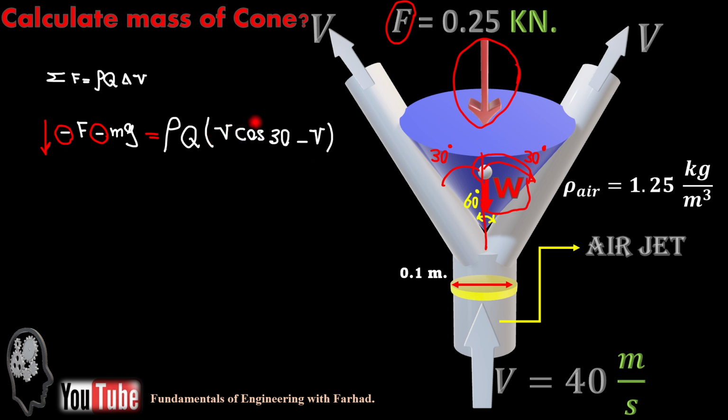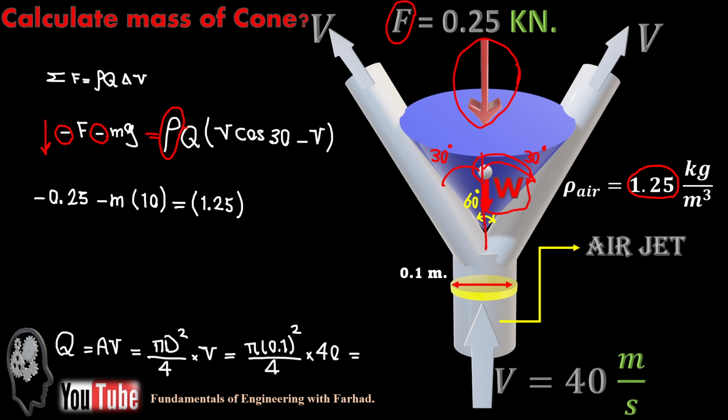We are subtracting the outgoing minus incoming, and then simply replace the density of air, which is 1.25, provided in the problem statement. Then F is provided to be 0.25 kilonewton, minus mg. We consider that g is 10 meter per square second, and then we need to calculate Q. Q is nothing but area times velocity. The diameter is provided, velocity is provided. We can simply calculate the airflow, which is 0.3 meter cubed per second.